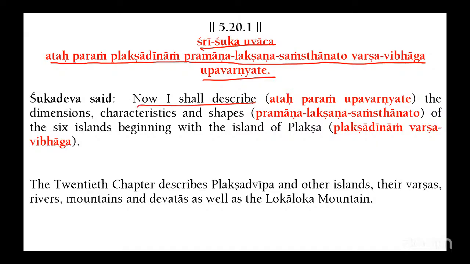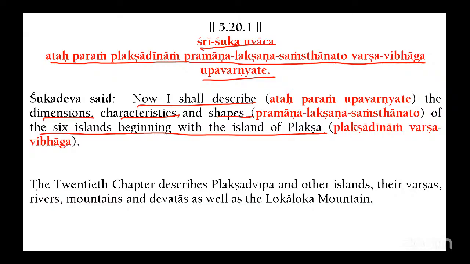Now I shall describe the dimensions, characteristics, and shapes of the 6 islands, beginning with the island of Plaksha. So starting with the description of Plakshadweep, Srila Shukadeva Goswami says, I will describe the dimensions, characteristics, and shapes of the 6 islands. Actually, there are 7, but Jambudweep has been described in detail. Now the other 6 islands shall be described in this chapter.